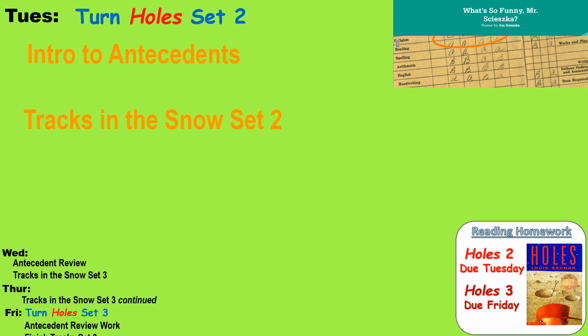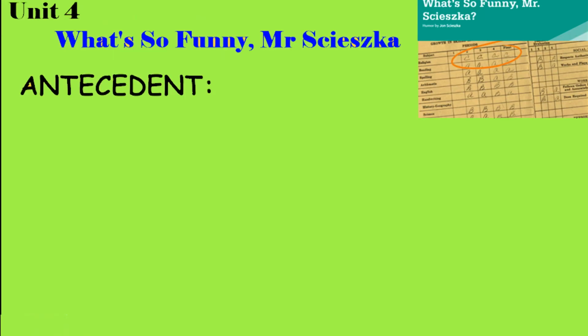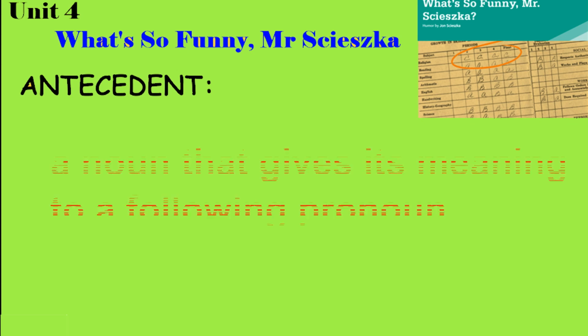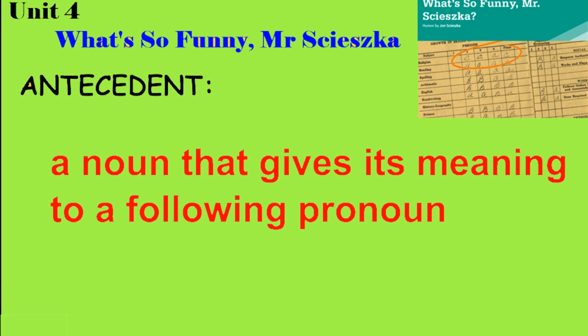Before you get into your next set, a short set of Tracks in the Snow for What's So Funny, Mr. Seiska. I'm going to introduce you to the idea of antecedents, and you're going to do a couple of things, taking notes with me. So when it comes to antecedents, I've used this term throughout the year, even without a lesson, knowing that eventually we'd have this lesson. The definition of an antecedent is a noun that gives its meaning to a following pronoun. So we have a noun, and then after it is a pronoun, and they are connected together.